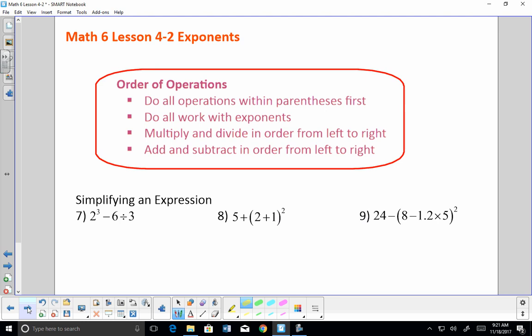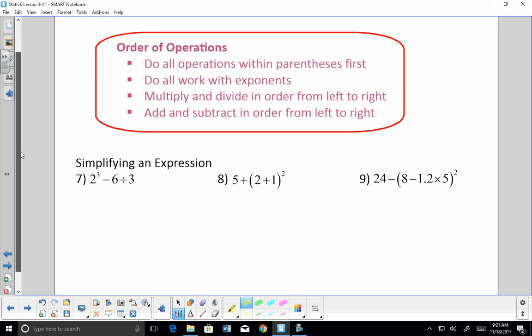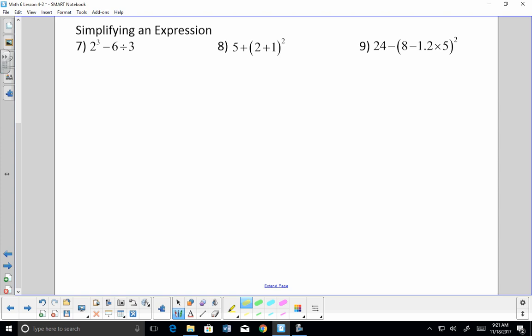So let's take a look at a few problems here. If we're going to simplify these expressions, 2 to the third minus 6 divided by 3. According to the order of operations, we have to do 2 to the third first. Okay? 2 to the third is 2 times 2 times 2, which happens to be 8. So I now have 8 minus 6 divided by 3. Order of operations says I need to multiply or divide before I add or subtract, so I have to do the 6 divided by 3. So I'll bring down my 8. 8 minus 6 divided by 3 is 2, and 8 minus 2 is 6. Notice how I show all my steps vertically going down the page and how they're neat and easy to follow.